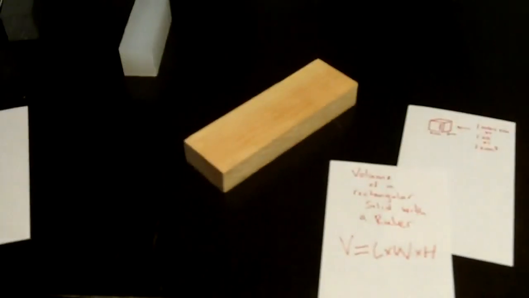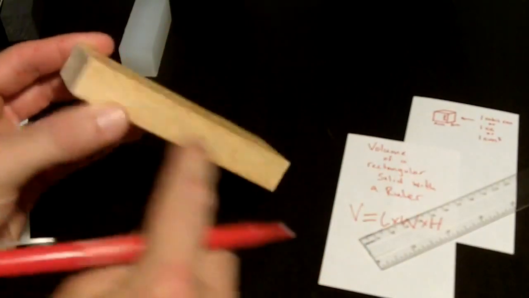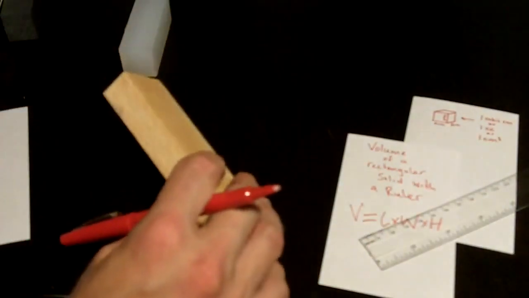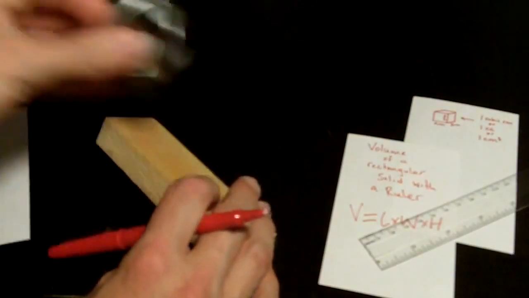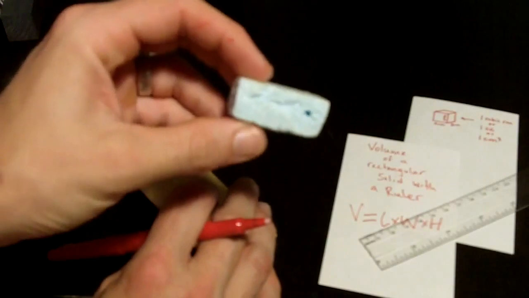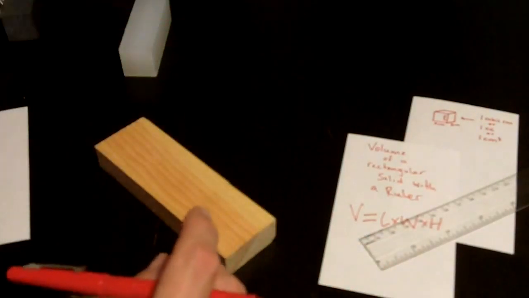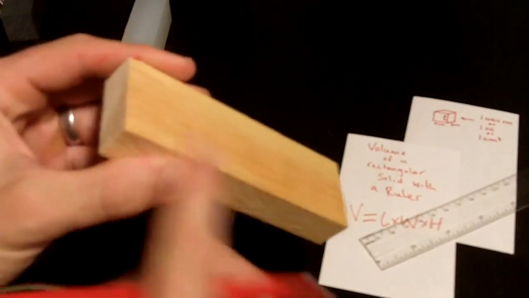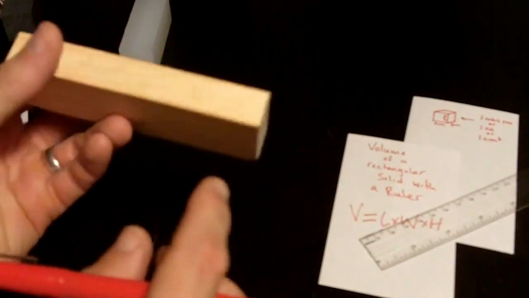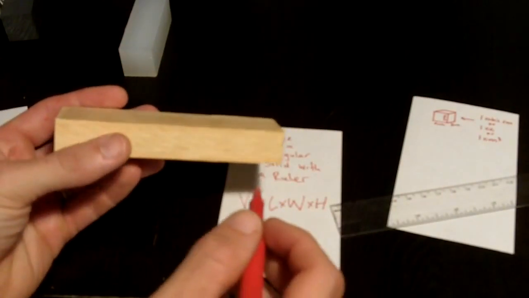So our formula is length times width times height, and we have a rectangular solid here with square corners. We, of course, couldn't do this with this object. It doesn't have square corners. Or even this object. It's close, but they're just a little bit off, so it wouldn't be all that accurate to use it. So we have to use an object with square corners, and you have to determine what the length is, what the width is, and what the height is.